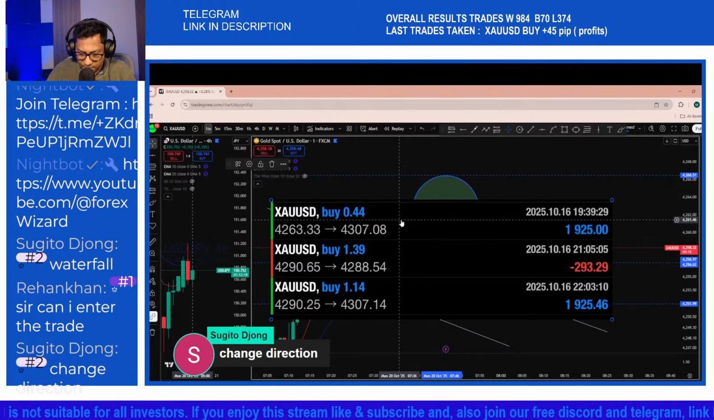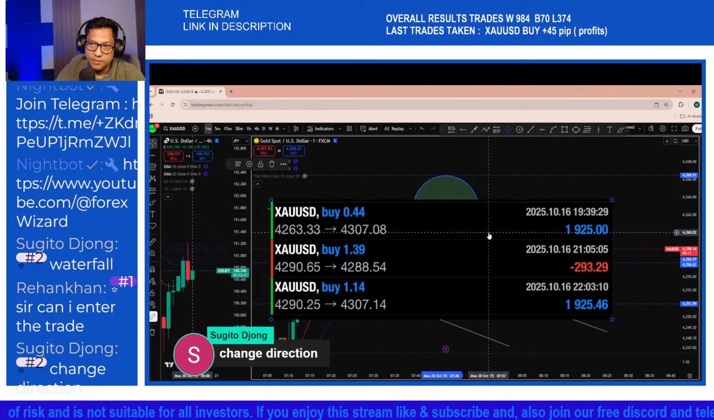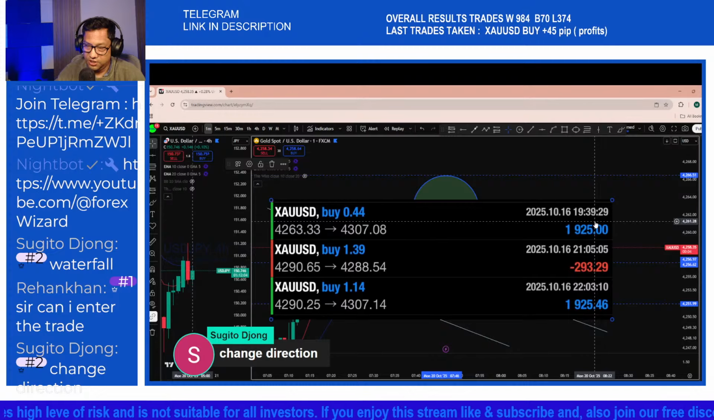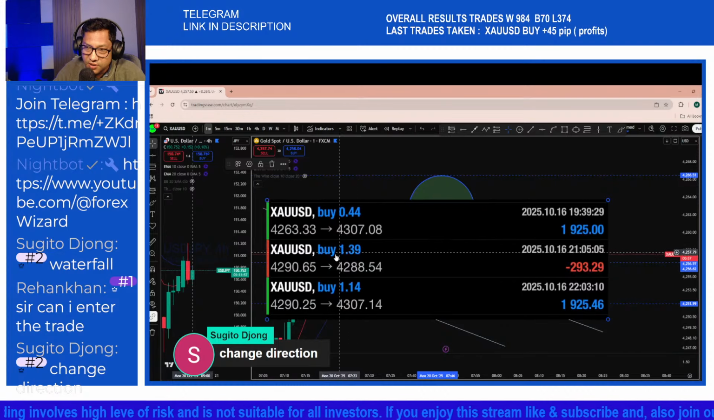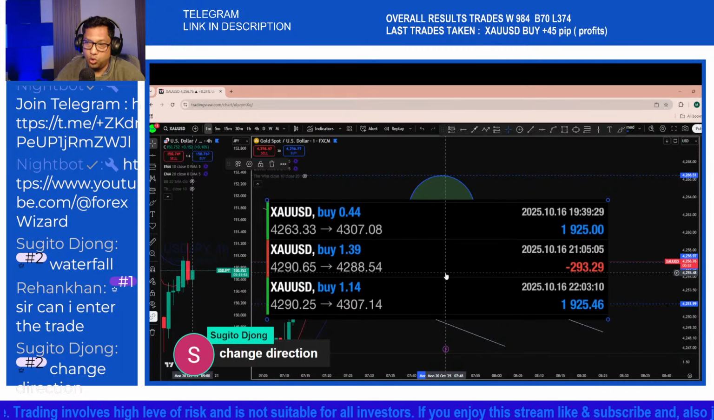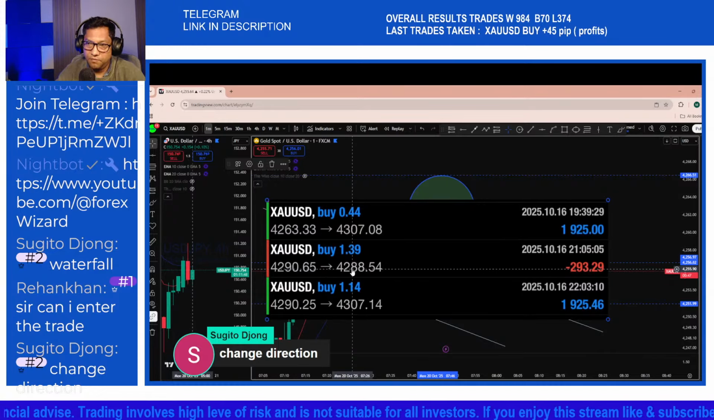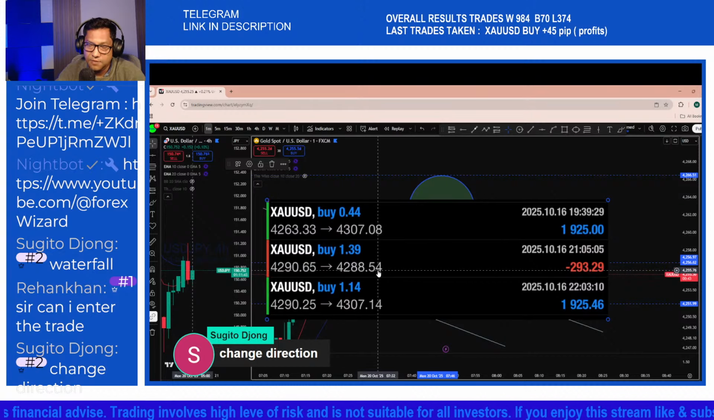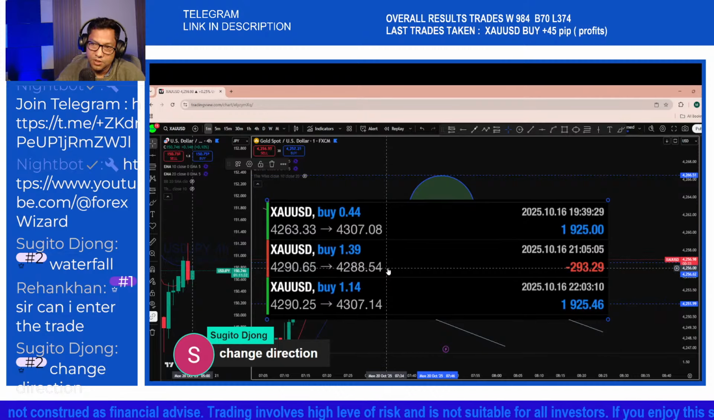So in terms of pips, if you consider how many pips here, 440 pips on this trade, 440 pips on the first trade. The second trade that was opened closed in loss. How many pips loss? The entry at 4290.65, stop at 4288.54. So if you consider this same number just for a few pips, then this is only 21 to 22 pips closed in loss.